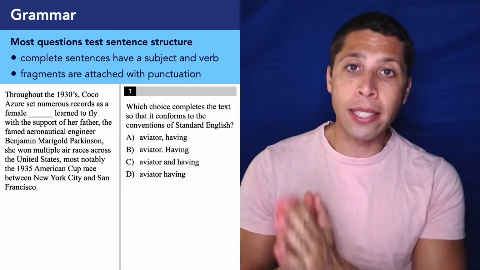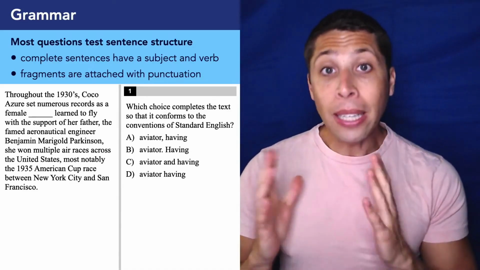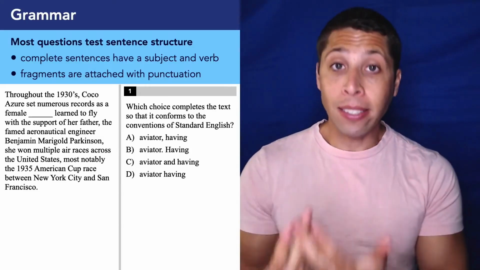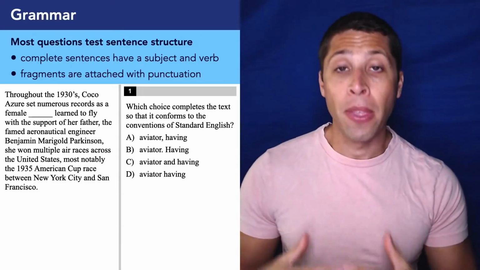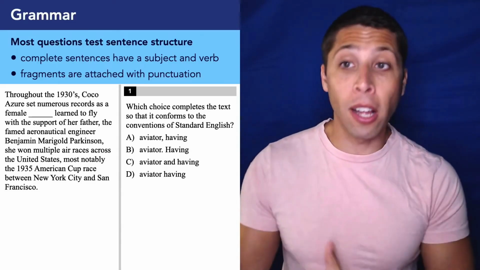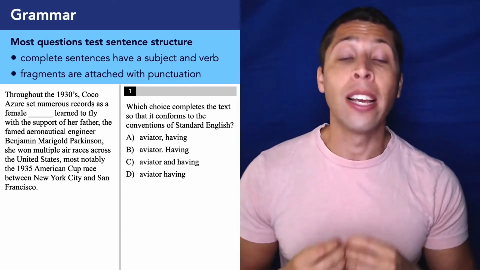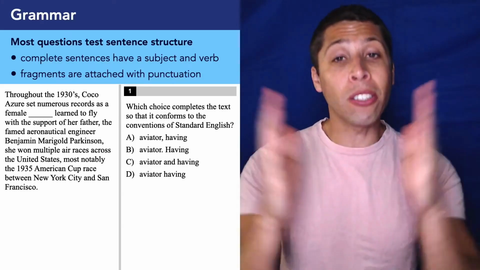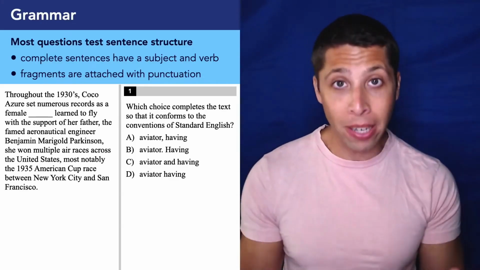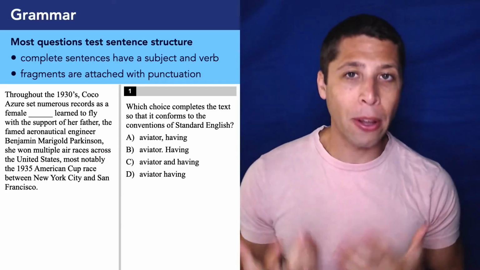So you can see at the top here, most questions, as I said, are about sentence structure. Complete sentences have a subject and a verb. This is like a definitional thing in English grammar. Fragments or extra clauses are going to be attached to sentences with punctuation. Either they're attached at the beginning or the end using usually commas, or we insert some sort of extra clause into the middle of a sentence. And there are also ways of joining sentences together. We're going to try to talk about all of that.